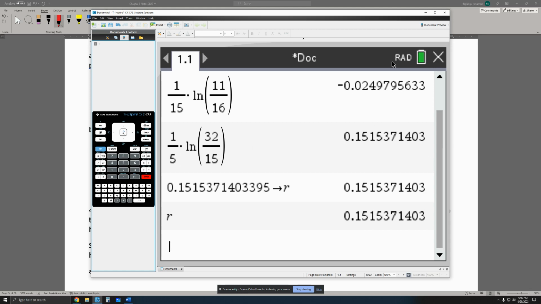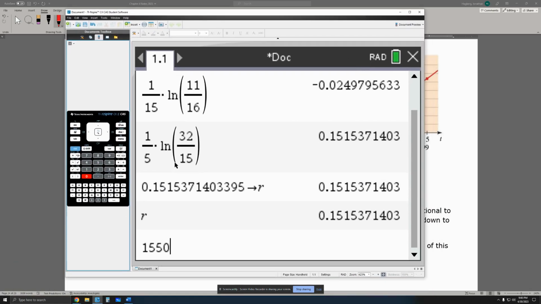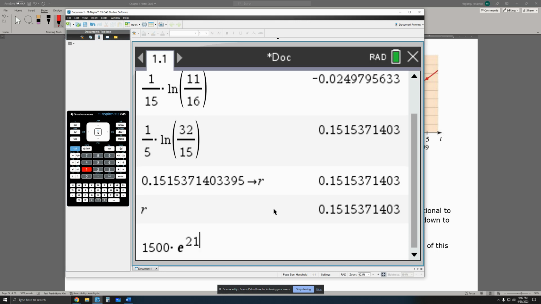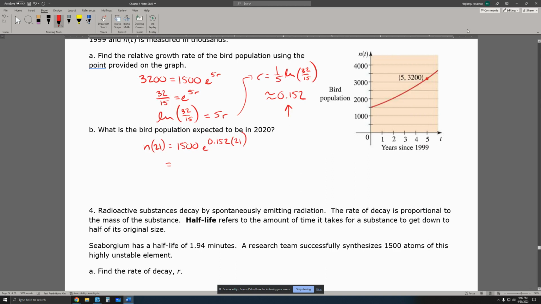All right, so let's go ahead and plug this in, where we have 1,500 times e, so going back to that mathematical constant, e to the 21r. And so I'm using that variable r as my 15% here, the 0.15. Okay, I'm going to hit Control Enter, and that's going to give me a decimal approximation of about 36,152.